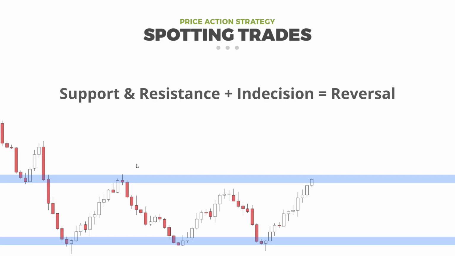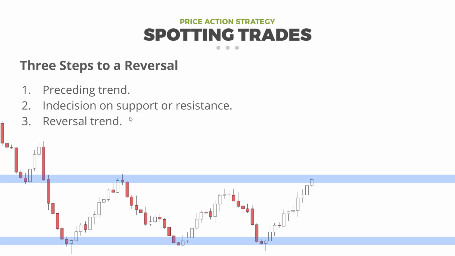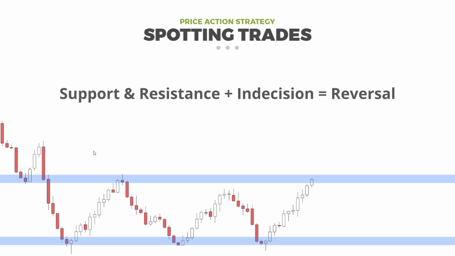So, in this little chart down here, we see a few examples of support and resistance plus indecision giving you trades. Wait, I just want to see what's on the next slide, because I kind of forgot what I put on the next slide. Yeah, okay, never mind. We need to go back. All right, so support and resistance plus indecision equals reversal.